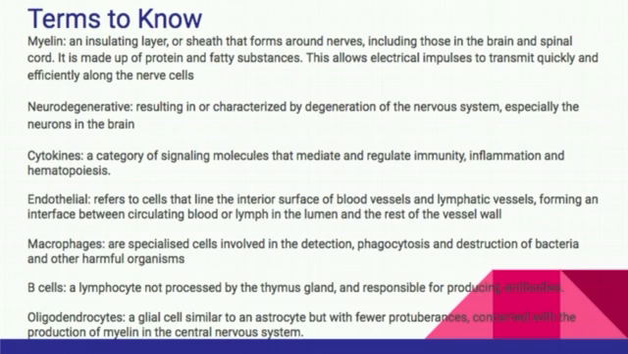Macrophages are specialized cells involved in the detection, phagocytosis, and destruction of bacteria and other harmful organisms. B cells, which are a lymphocyte not processed by the thymus gland and are responsible for producing antibodies. The last one is oligodendrocytes, which are glial cells similar to an astrocyte, but with fewer protuberances, concerned with the production of myelin in the central nervous system.